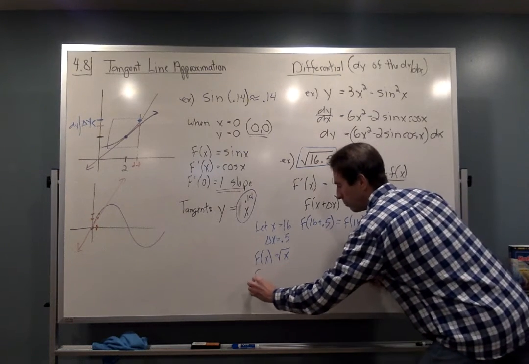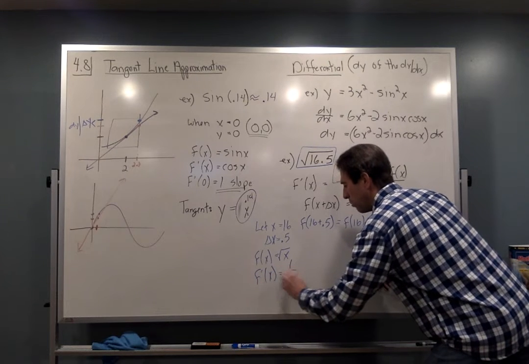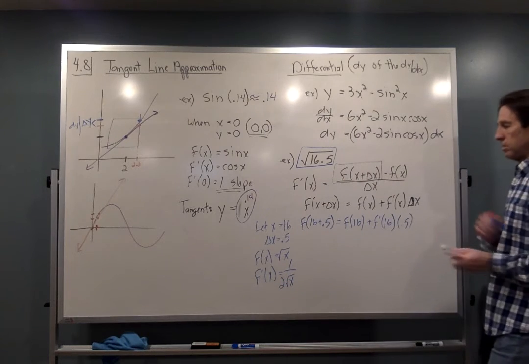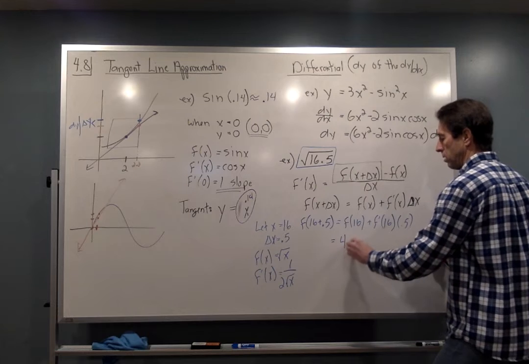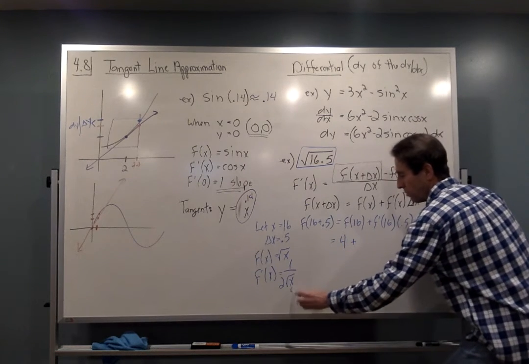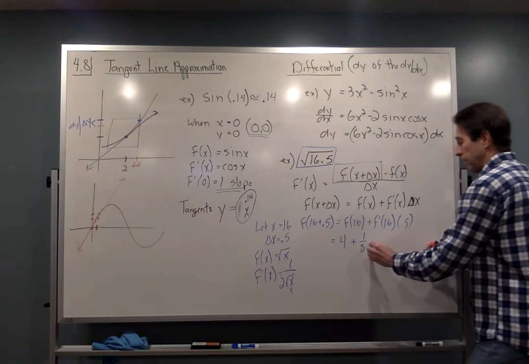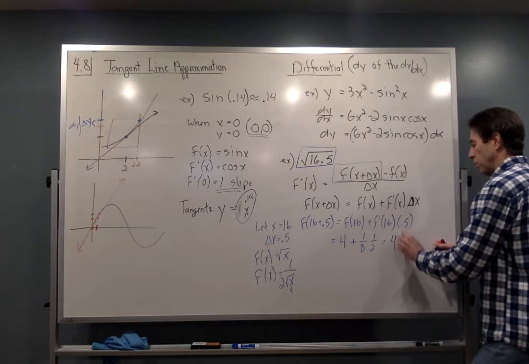Well, we know f prime is going to be 1 over 2 radical x. So I end up with the f of 16, which is 4. The f prime of 16, if I put a 4 in for this x, is 1/8. And then that, of course, is 1/2. So we end up with 4 and 1/16.